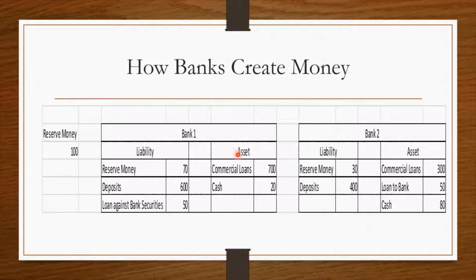To do that, Bank 1 will take a loan from Bank 2. So Bank 2 will give a loan to Bank 1, and this is how it shows on its balance sheet. This will balance the books for the banks, and the economy will have $900 of surplus money that was created out of thin air.